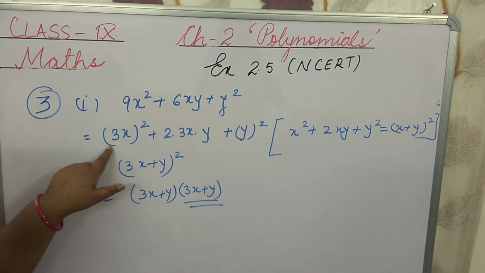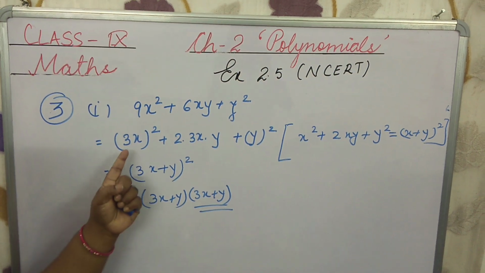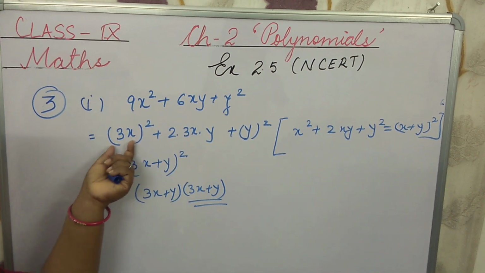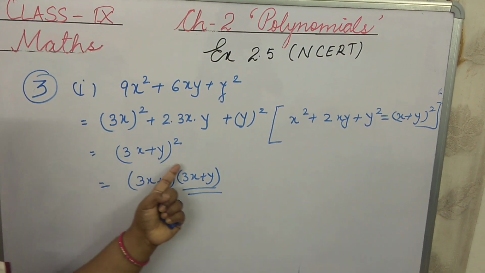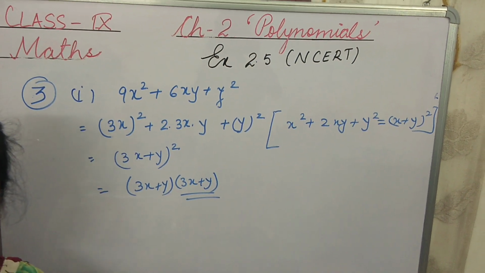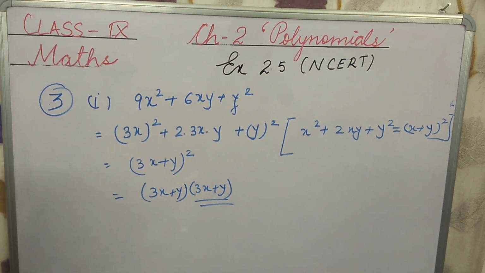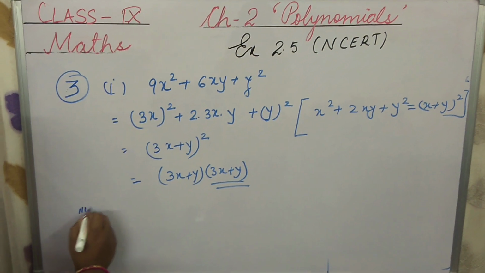Now what do you find? This is in the form of x plus y whole square, that is x square plus 2xy plus y square. Here x is 3x and y is y. That is equal to 3x plus y whole square, that is 3x plus y into 3x plus y. Similarly, we will do the next question also, 4y square minus 4y plus 1. The third one I am doing for you all.